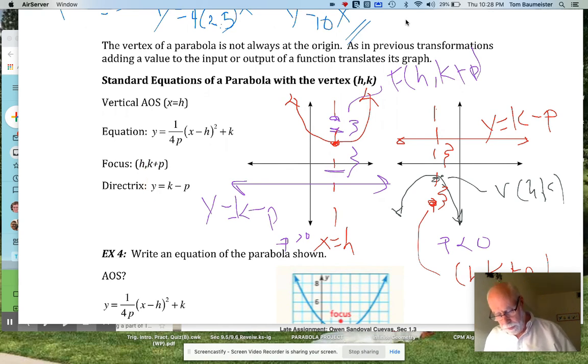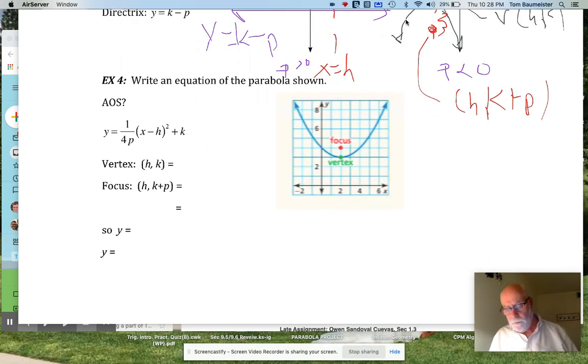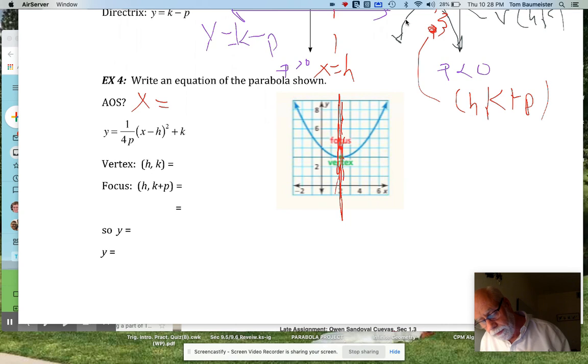All right, so let's try one more thing here. Let's try our example here. Write an equation for the parabola shown. So what is our axis of symmetry? Our axis of symmetry goes through the vertex, right? And through the focus. And on this one here, they don't have a directrix. So there's our axis of symmetry, and our axis of symmetry is x is equal to, looks like it's at 2.